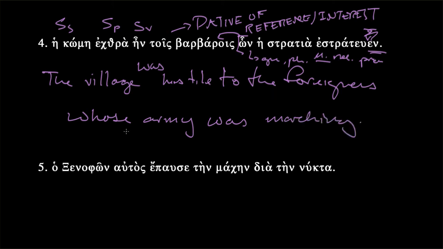So the village was hostile to the foreigners, and then here starts our relative clause, whose army was marching. On its own, the army was marching. This genitive is referring back to the barbarois, but then also is dependent upon he strati, whose army. So also note that this is not who apostrophe s, which is who is, this is whose, which is possessive. Frustrating that apostrophe s in English is used for possessive on proper nouns like Alex's or whatever, but whose with this se that we don't see elsewhere is actually the possessive relative pronoun. So we're learning a lot about English as we learn some Greek along the way.